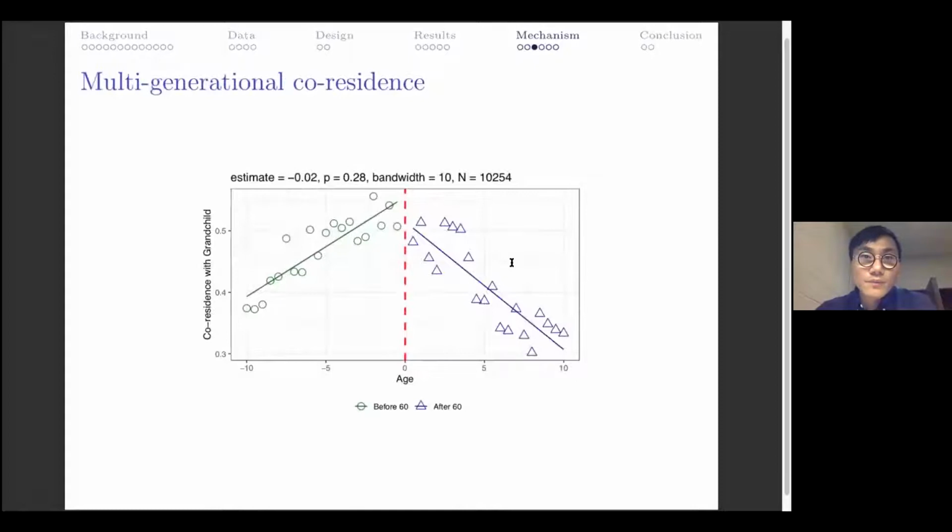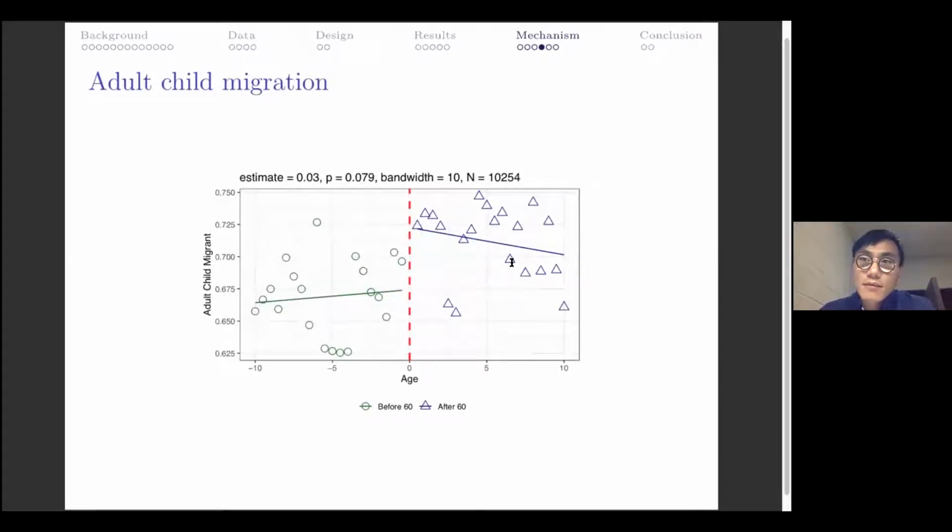But when we look at the co-residence behavior, because co-residence of the grandparents with the grandchildren may increase the child weight, as shown by previous studies, we do not find any co-residence behavior change here. We do find some minor effects on adult-child migration, since adult-child migration may lead to more bargaining power for grandparents, or the grandparents need to input more time in childcare. But this effect is too small to explain our whole story.